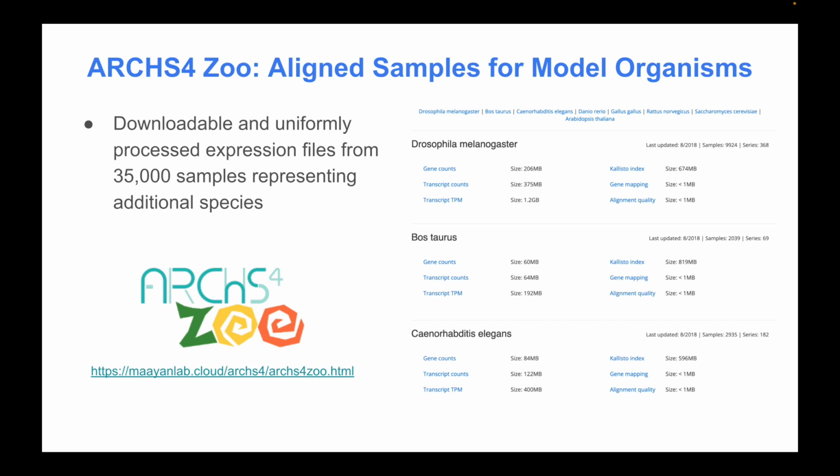While the web-based portal currently only provides visualizations and functional predictions for human and mouse data, uniformly processed data from additional model organisms such as C. elegans or Drosophila melanogaster can be downloaded from the ARCHS4 Zoo resource. Downloadable files include the relevant species-specific alignment files for reproducibility.